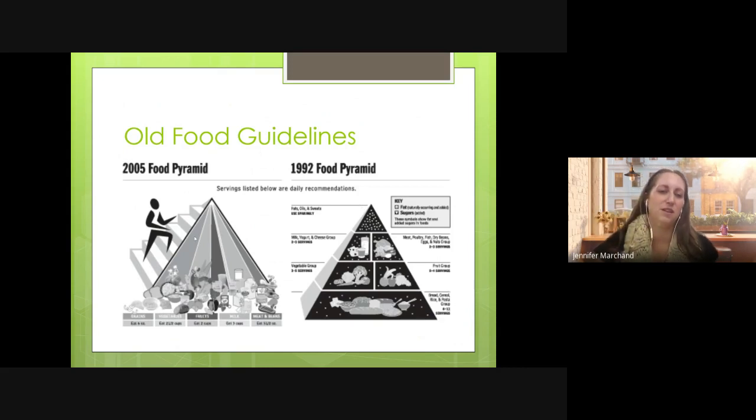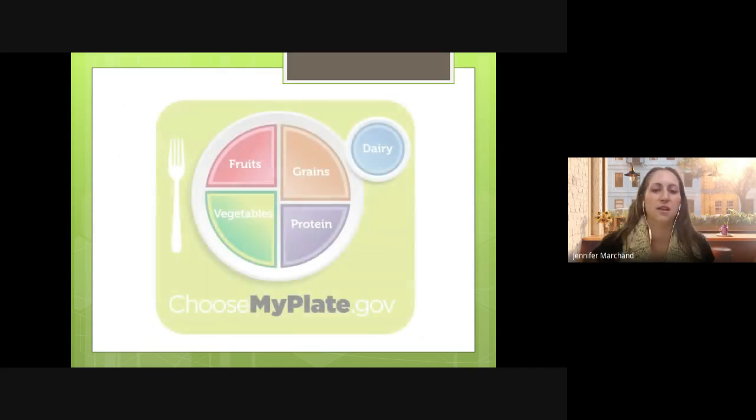Now in 2005, they recreated this pyramid where it's a little bit more even, like everything is working towards the same goal. And then the slivers are a little bit different. So they just try to recommend it differently.